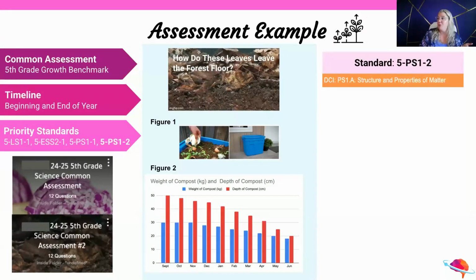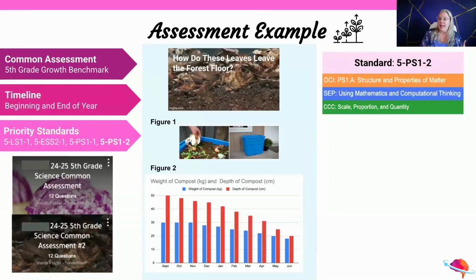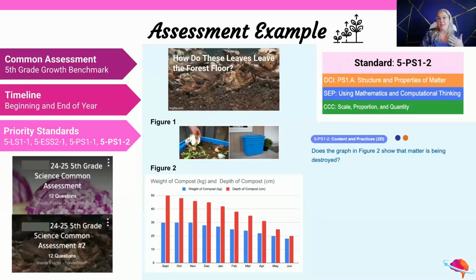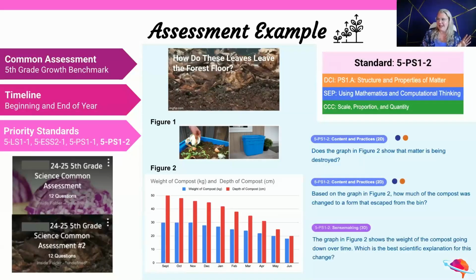So the DCI for 5 PS12 is structure and properties of matter. The SEP is using mathematics and computational thinking, and the CCC is scale, proportion, and quantity. And for this particular standard, these were the 3 questions that they chose to assess students on. So they pulled a 2D question focusing on the SEP and the DCI, another 2D question focusing again on the SEP and the DCI, and a 3D question focusing on all 3. So this is just one phenomena, one standard, 3 questions on this larger assessment that actually included 4 standards, 4 phenomena, 3 questions each. And they gave this same assessment at the beginning and at the end of the year.